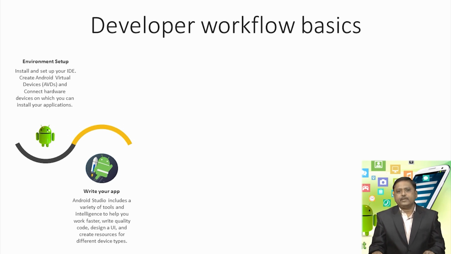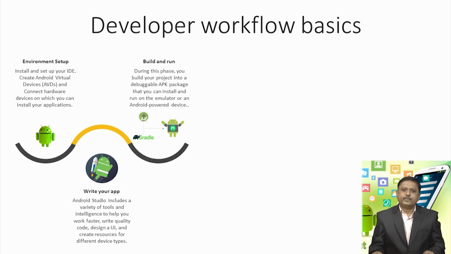The third step is to build and run. During this phase, you build your project into a debuggable APK package that you can install and run on the emulator or an Android powered device. You can also begin customizing your build. For example, you can create build variants that produce different types of APKs from the same project and shrink your code and resources to make your APK file smaller.